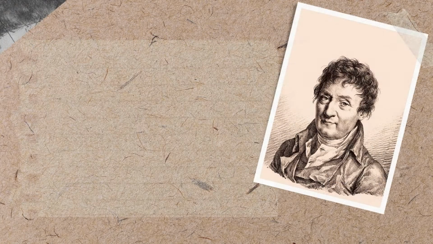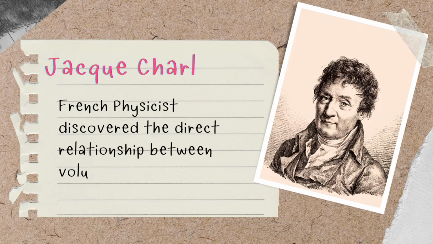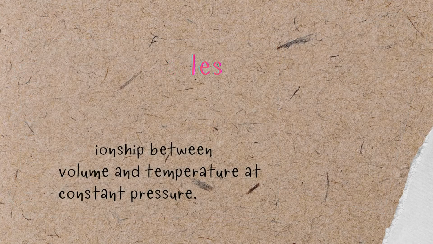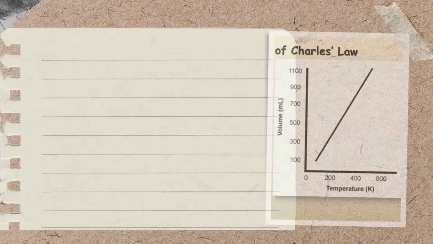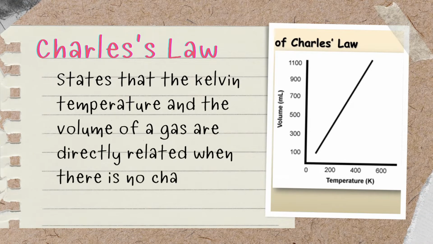It was named after the French physicist Jacques Charles, who discovered the direct relationship between the volume and temperature at constant pressure. Charles' Law states that the Kelvin temperature and the volume of the gas are directly related when there is no change in pressure.